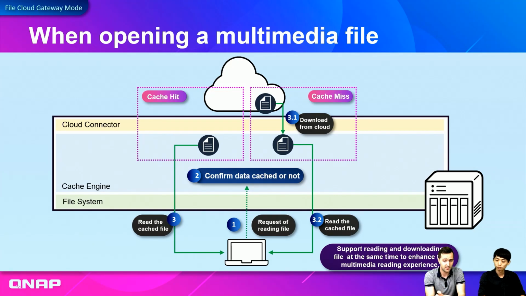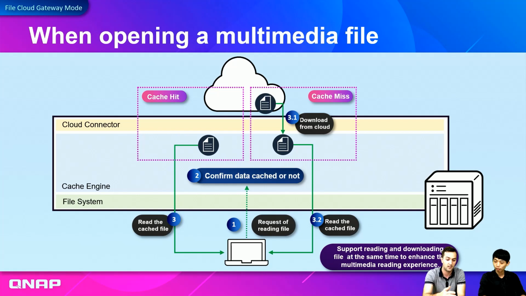So when opening, for example, a multimedia file, this could be a video or photos or anything, this is how it will look with the cache engine that we have. The first step would be sending a request to read the file, double clicking, right? Then the computer gives this signal in two ways. We have read the cached files. So first it goes to confirm if the data are cached or not. It gives a signal and goes to the cache engine and asks, is this cached? Yes.